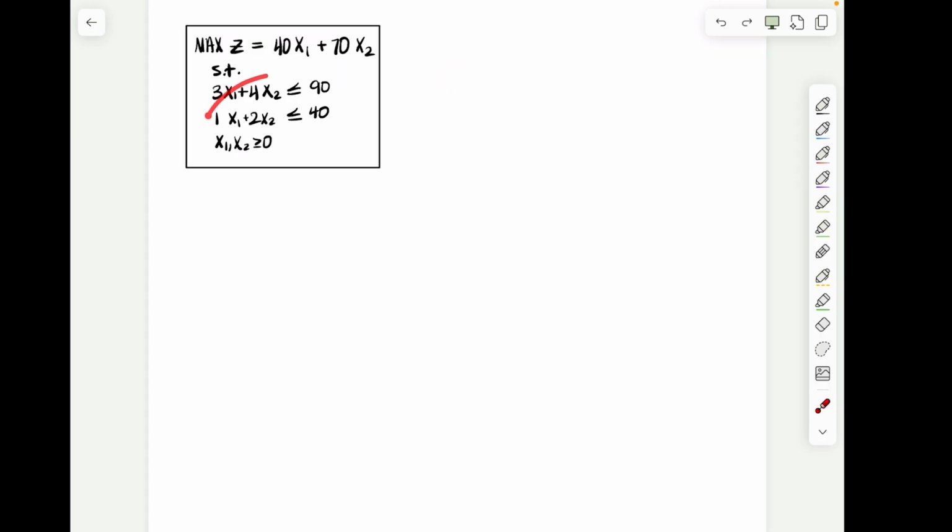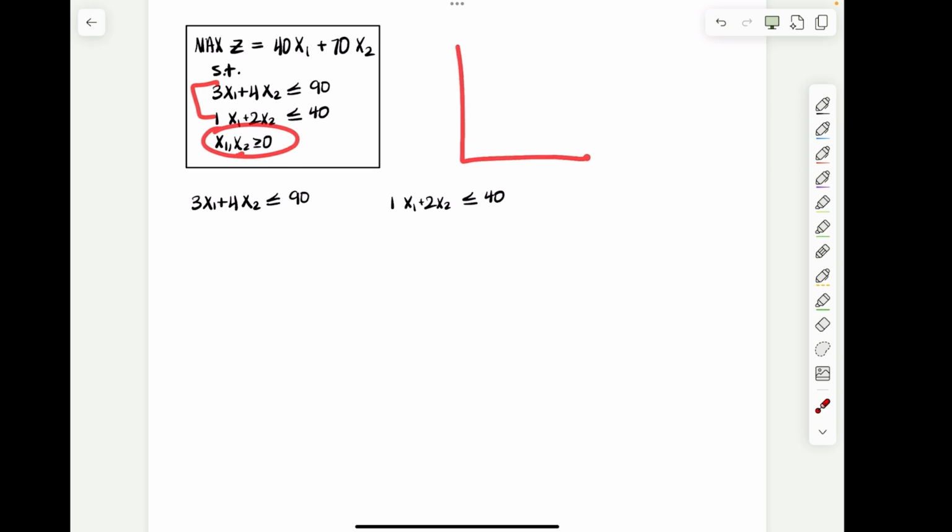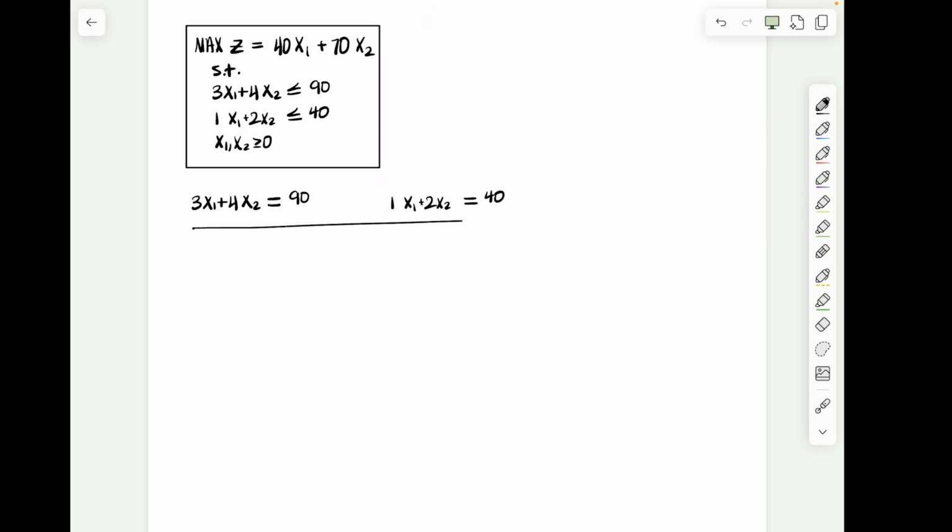You first want to start by plotting the constraints. So you want to take your constraints. You don't include this one because this one just means, hey, we're only looking at the first quadrant, because that's when x1 and x2, x and y, are greater than or equal to 0 at the same time. So you want to focus on these constraints. And you just want to make them equal. Just get rid of the inequality for now. And just try to plot these lines.